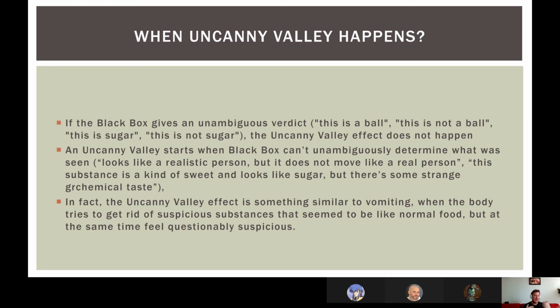This substance is kind of sweet and looks like sugar, but it has a strange chemical taste. That's the uncanny valley. In fact, the uncanny valley effect is similar to vomiting, the reaction of the organism when the body tries to get rid of suspicious substances that seem like normal food but feel questionably suspicious. You vomit when you drink or eat something that was tasty at first, but then something inside your body made a decision that this substance is dangerous and we need to get rid of it. The same happens with the uncanny valley effect.